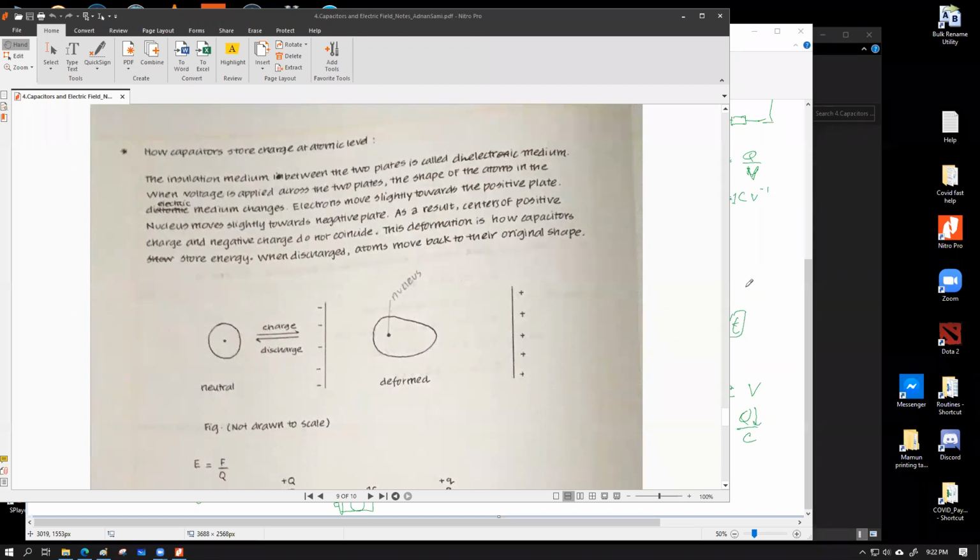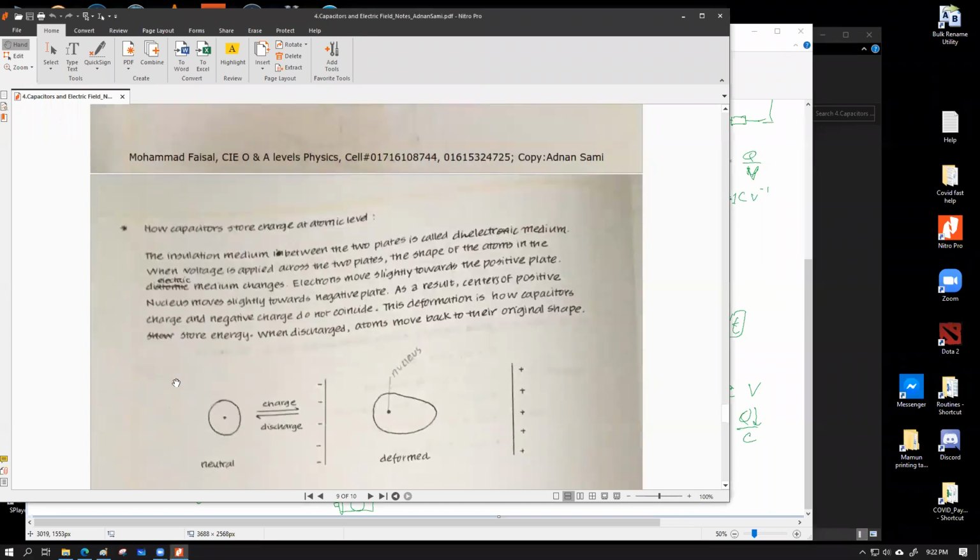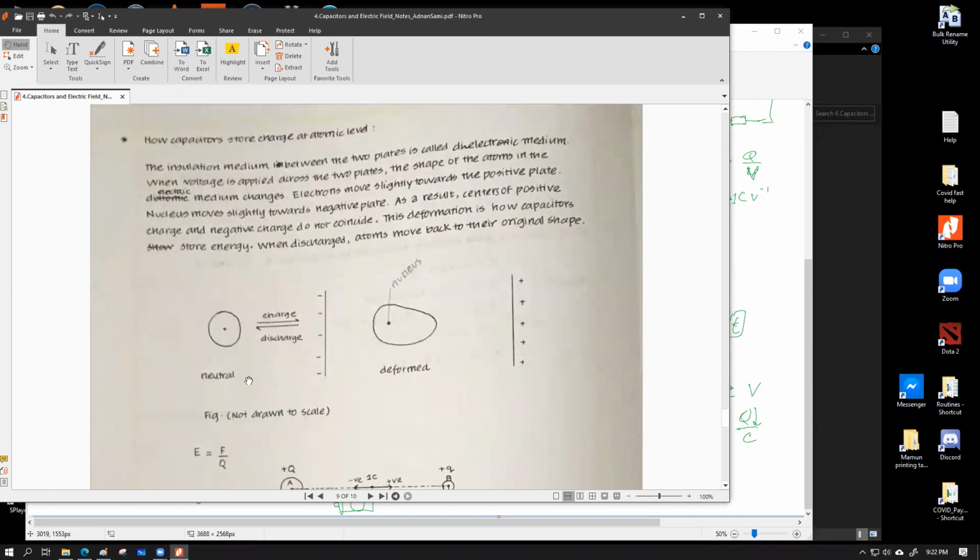Yes. But just shown here, for the ideal case, this figure should have two vertical lines over here to represent the charged plates.